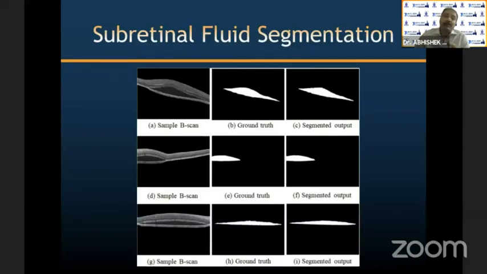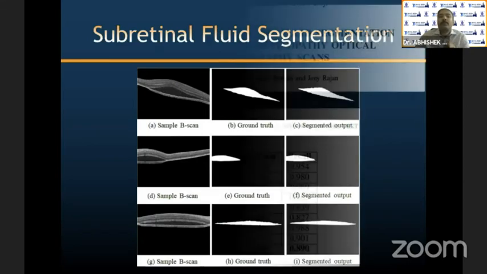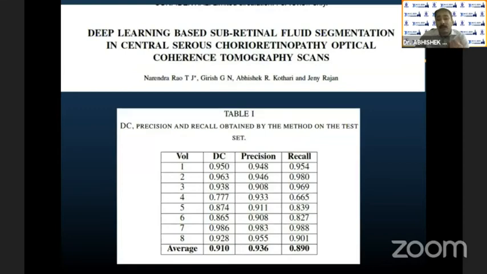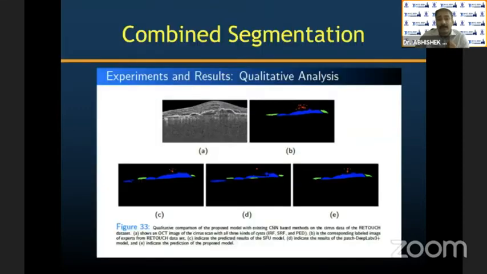This is what results we are getting with subretinal fluid segmentation in CSR cases. We can easily completely identify the fluid and then quantitate it into the volume also. And here the correlation that we get is almost 90%.